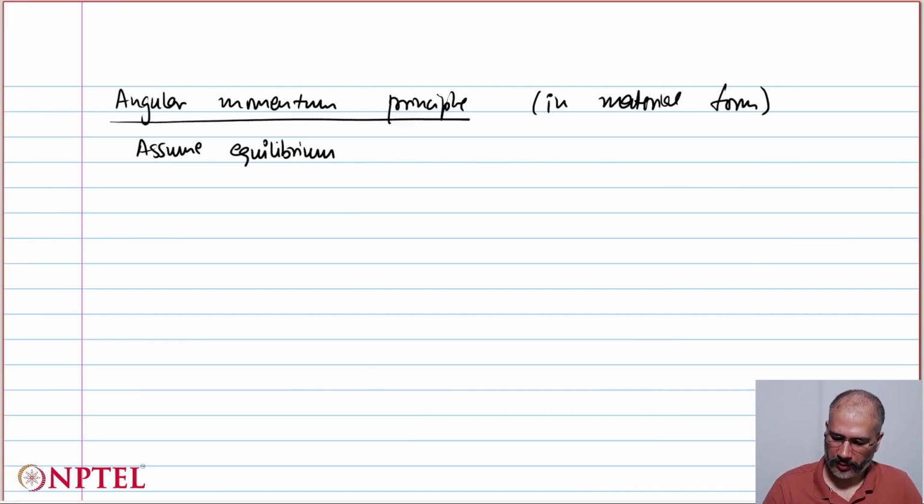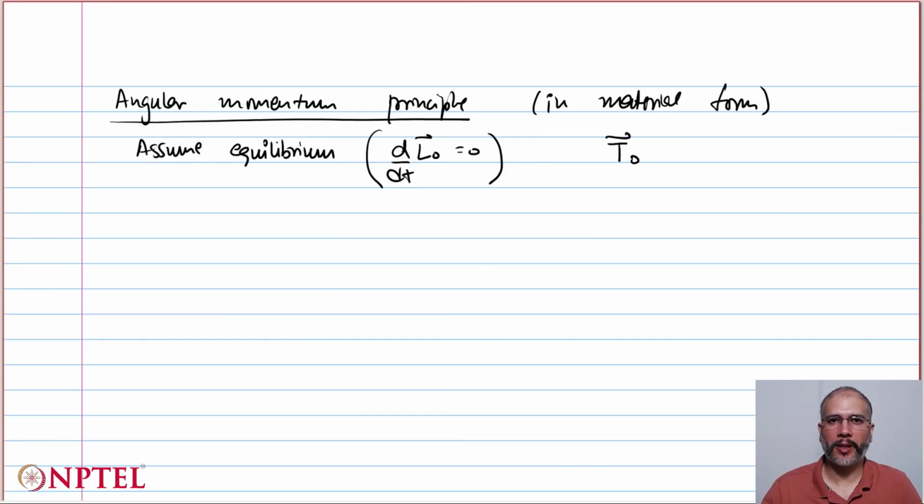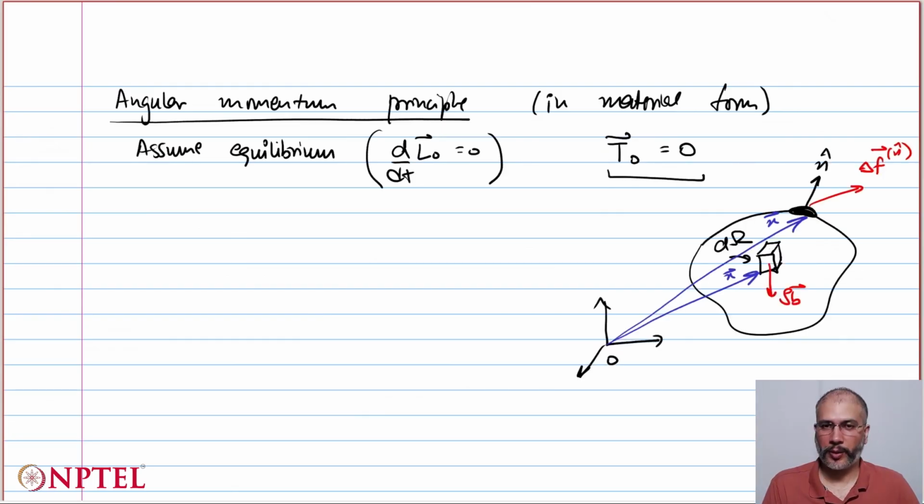So if we assume equilibrium, that means that d by dt of L naught is 0. So this means that the net torque about the origin, in this case, since we are applying the angular momentum principle around the origin, will be 0. This will include the torque or the moment of body forces and the moment of surface forces, all summing to be 0 around the point O. Also remember that we are still doing this for the current configuration. So we write the moment of infinitesimal forces around the origin in the current configuration.